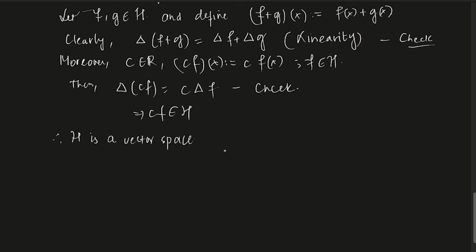Okay, H is a vector space. So this is very special about it. All of this is happening because the operator is a linear operator. Since delta, this symbol is called delta, is a linear operator. Clear? Okay.